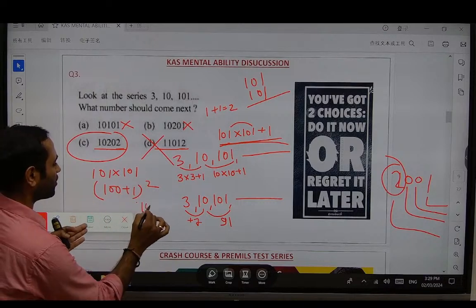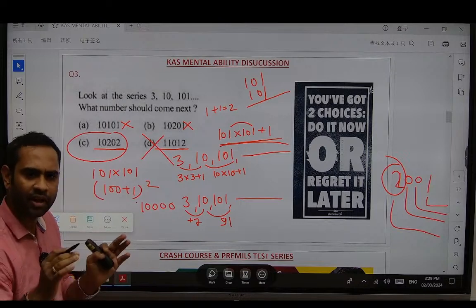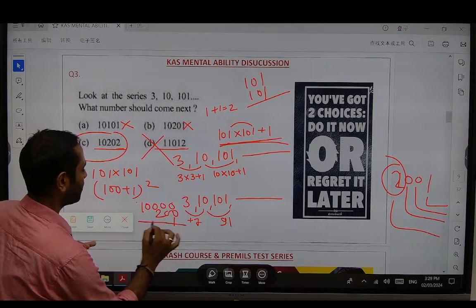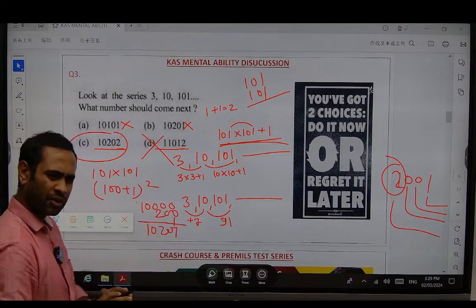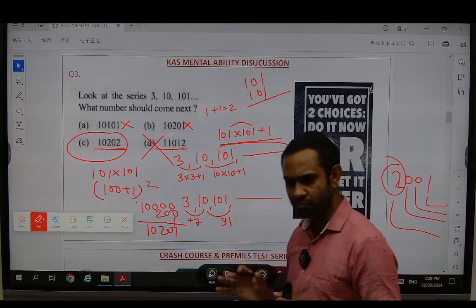So 100 square is what? 10,000. 2ab, a plus b whole square, a square plus 2ab plus b square, 2ab. So 201. So 10,201. Do whatever you want, but try to minimize the calculations. These are the simple problems.